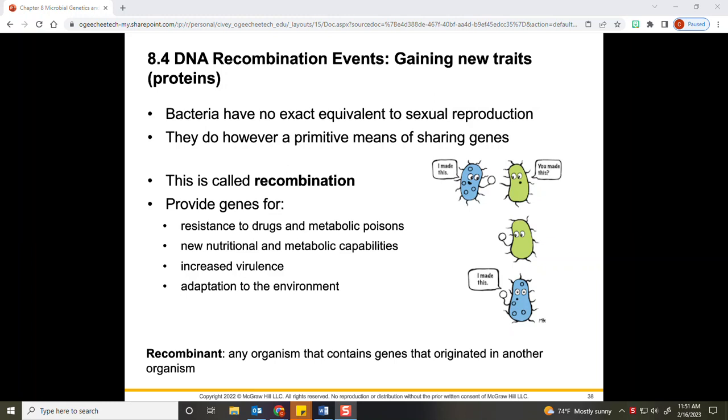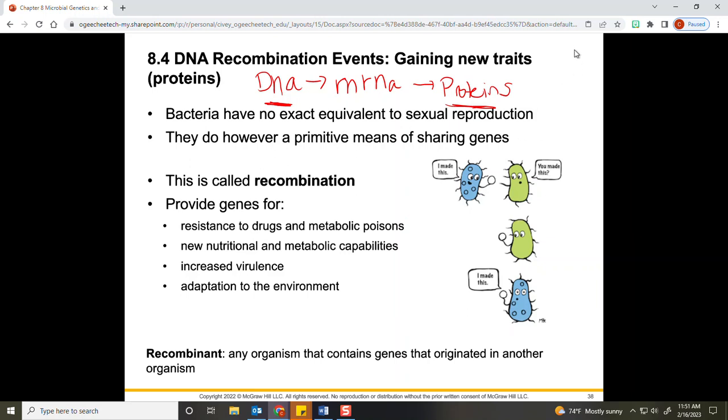So next, what we're going to talk about is DNA recombination events, where DNA can be transferred from one bacteria to another. And so, therefore, because DNA is transcribed into mRNA, which is then translated into proteins, that means if we give new DNA to an organism, they're now able to make novel proteins. And this is really important for bacteria to be able to do because they don't have an exact equivalent to sexual reproduction.